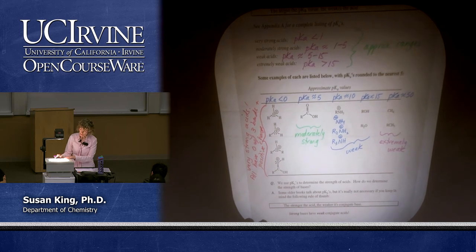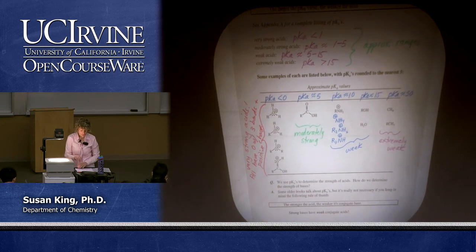And so what we're going to do is we're going to keep in mind the following rule. The stronger the acid, the weaker its conjugate base. Strong bases have weak conjugate acids, and we're going to use that reasoning to be able to figure out if we have a strong base or not. So here's an example here.